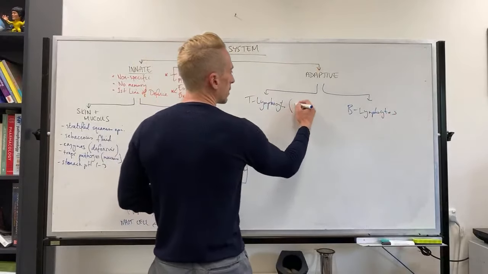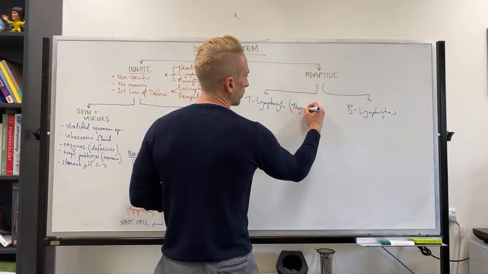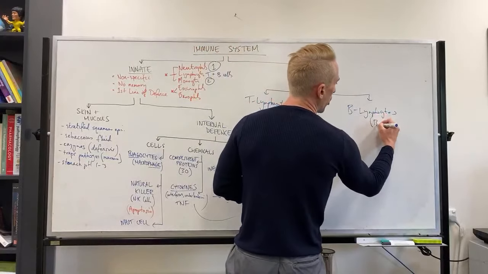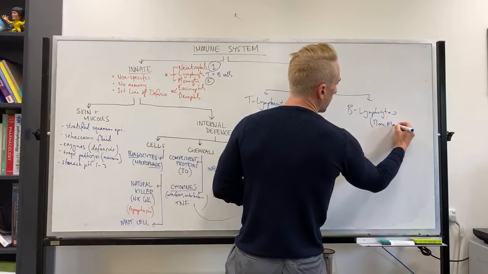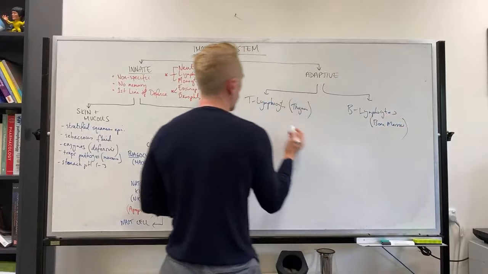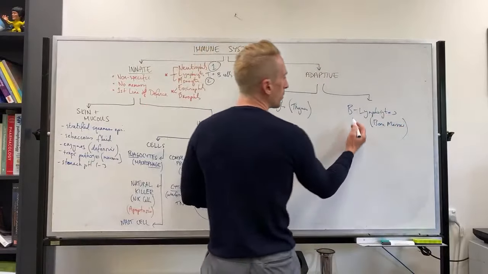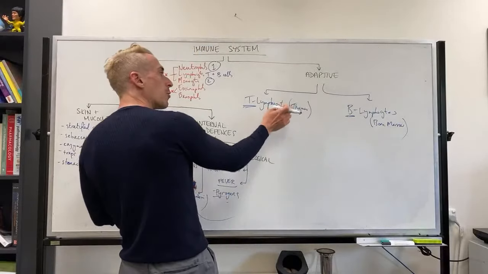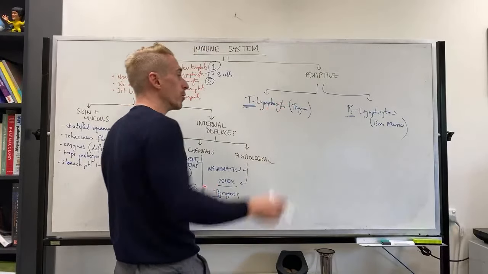Cool. The T cells mature in the thymus, and B cells mature in the bone marrow. That's why the B and T. So don't forget that. If you ever get asked a question, where do they mature? T, thymus. B, bone marrow. Not thyroid. Thyroid produces thyroid hormone.